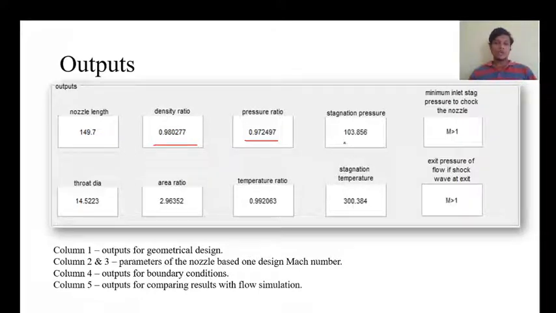So this is the stagnation pressure we have to keep before the nozzle, or in front of the convergent portion, and the minimum inlet stagnation pressure to choke the nozzle. Actually, these outputs shown here do not actually belong to Mach 2. This is for the general purpose.